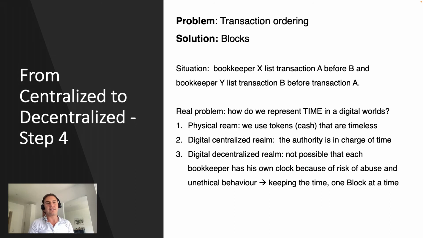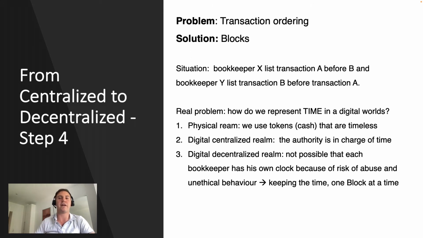Now let's go to step four. Now we have a decentralized system that keeps track of the transactions. But how are we making sure that every bookkeeper is ordering the transactions in the same way? Consider that we have hundreds of transactions being created anywhere in the world. So we have a lot of transactions. How are we sure that every bookkeeper is keeping the same order of transactions?